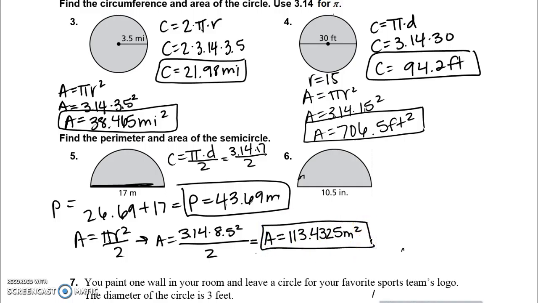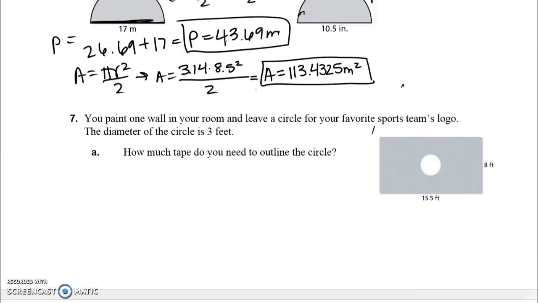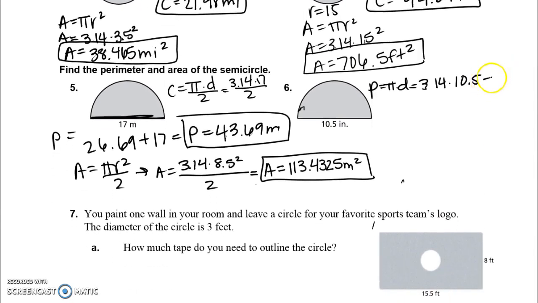Number 6, same thing. Perimeter is equal to pi times d, which is 3.14 times 10.5. Which gives me, don't forget to divide that by 2, by the way, and that gives me 16.485. And then I need to take 16.485 and add that part, which is 10.5, and my perimeter is equal to 26.985 inches.